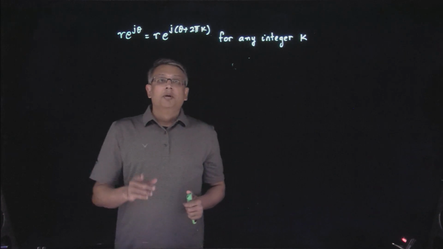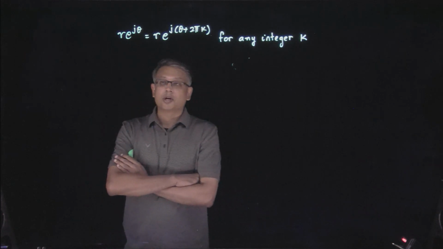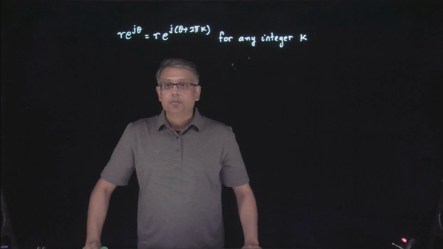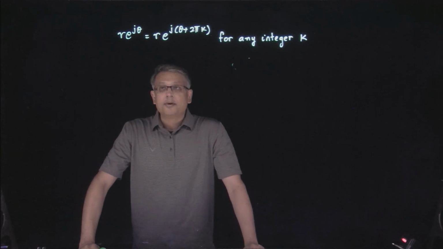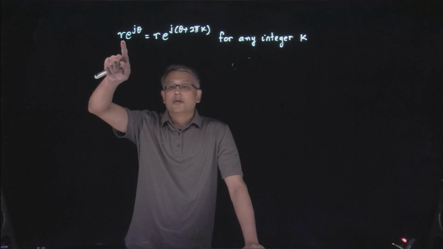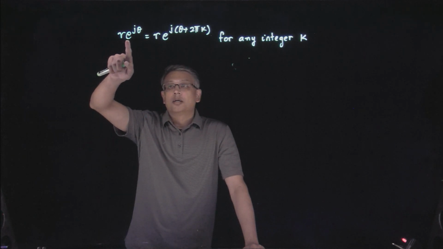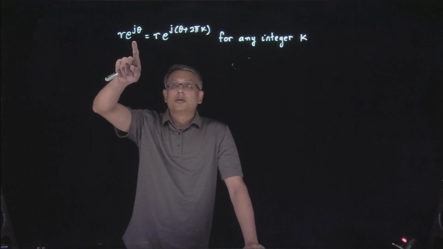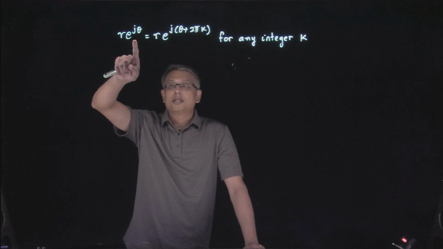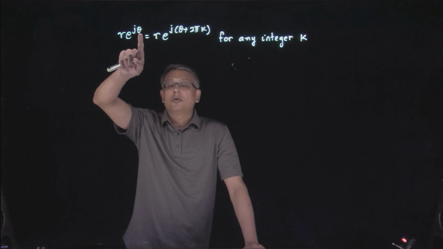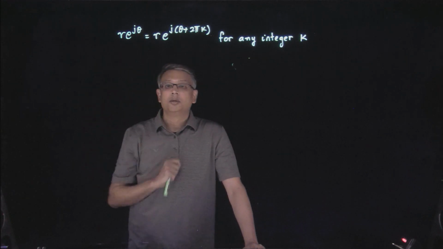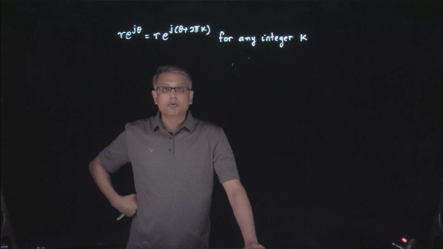I want to talk about a very important property of complex numbers when you represent them in polar form, which you will probably see repeatedly in this course. And that is that if you have a complex number of the form r times e to the j theta, this complex number is exactly the same, or it remains unchanged, if we were to add any integer multiple of 2 pi to the angle, right?